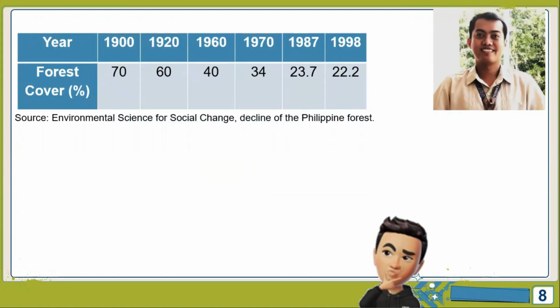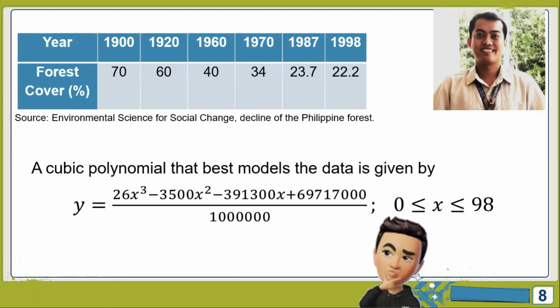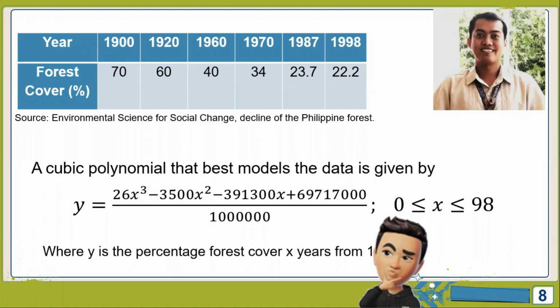The table shows the forest cover of the Philippines in relation to its total land area of approximately 30 million hectares. As you notice, we have here the data from 1900s to 1998, and its forest cover in terms of percentage. A cubic polynomial that best models the data is given by y equals (26x cubed minus 3,500x squared minus 391,300x plus 69,717,000) all over 1 million, where x is greater than or equal to 0 but less than or equal to 98, where y is the percentage forest cover, x years from 1900s.